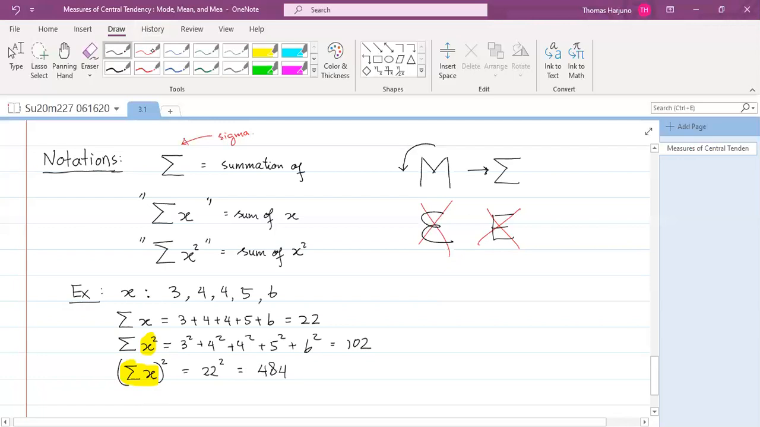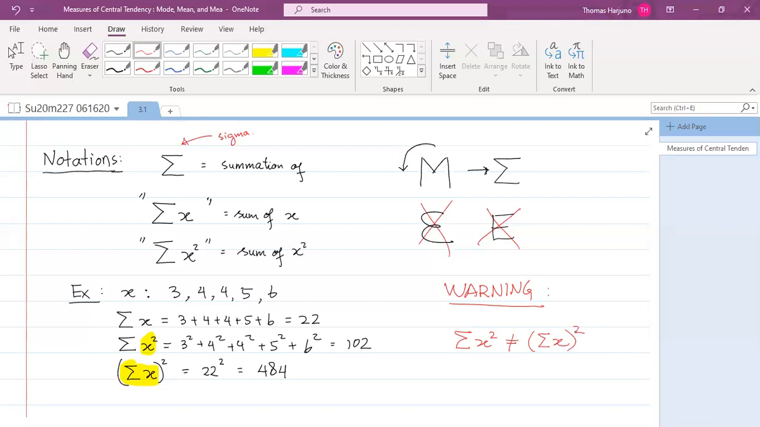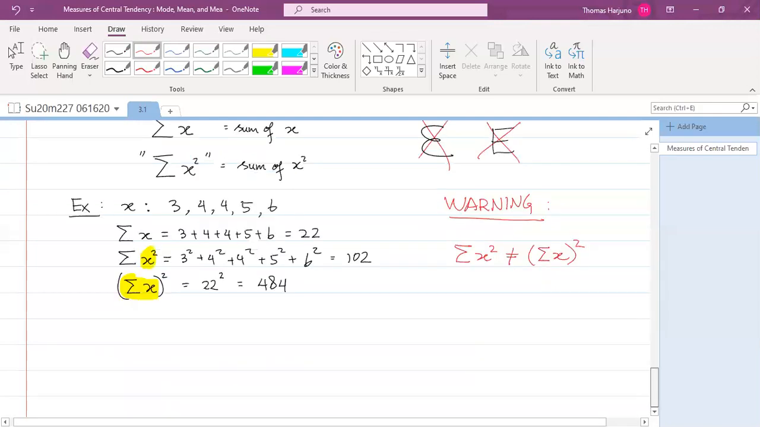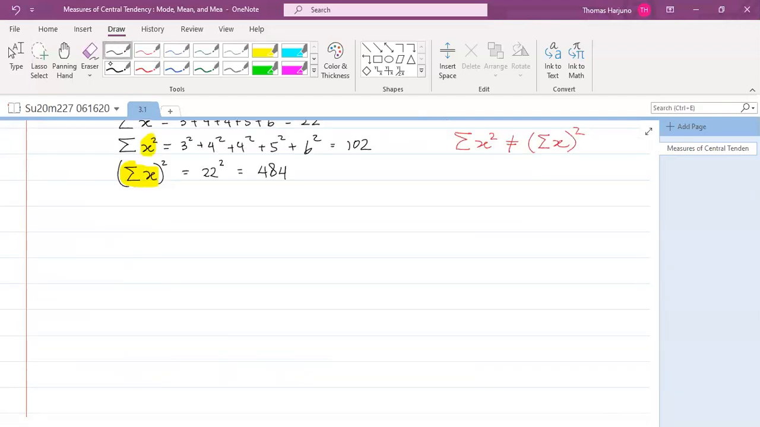Let me write it as a warning instead. That's a very common mistake, especially at the beginning. The sum of x squared is not the same as the square of the sum of x. They are not the same. Now that's for the summation notation. Let's go back to the stats part.